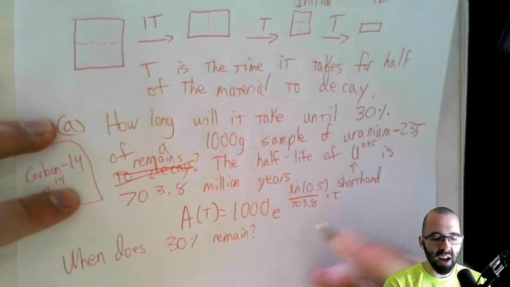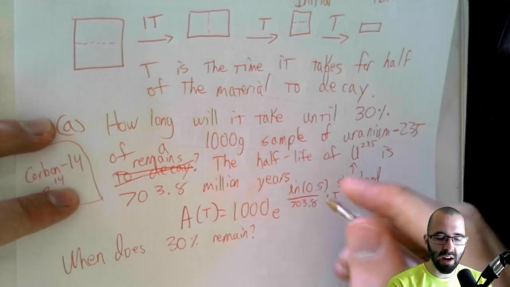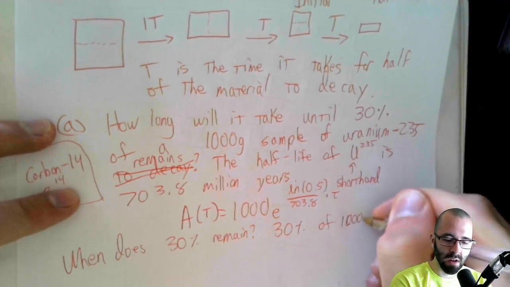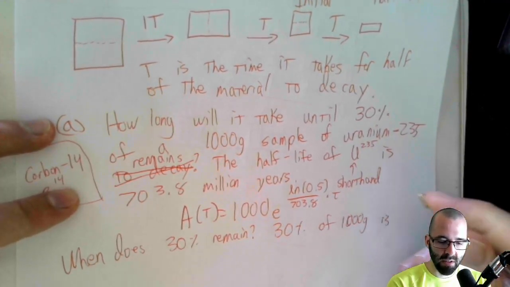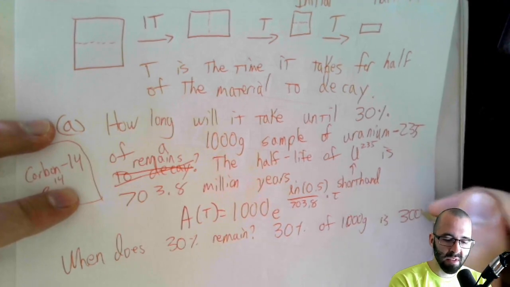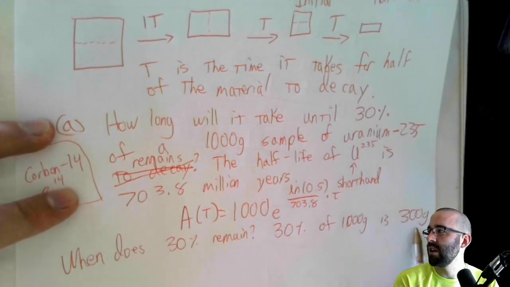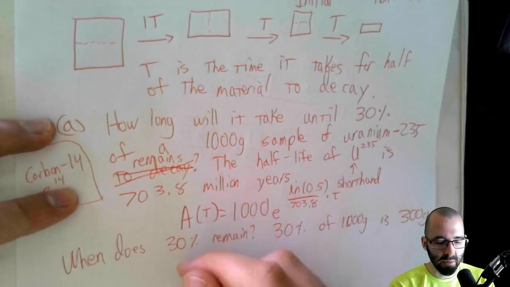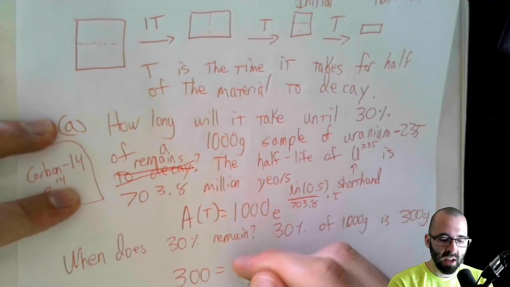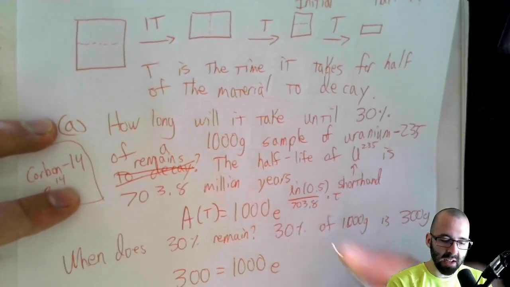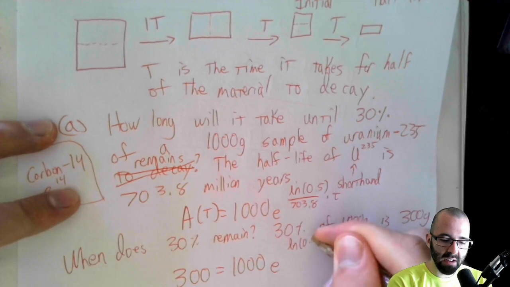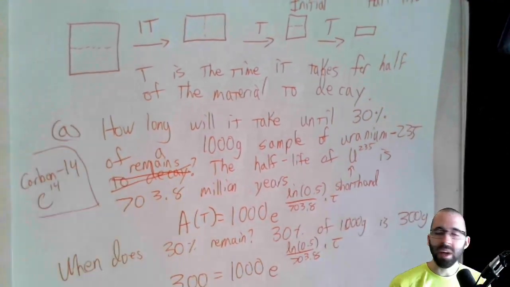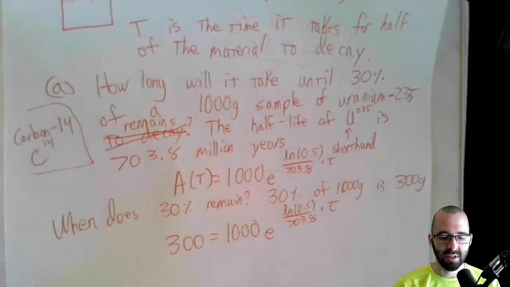Well, 30% remains. Well, what's 30% of 1,000 grams? Should be 300 grams. So what we're really curious about is when do 300 grams remain? So when is 300 equal to 1,000 times e to the natural log of 0.5 divided by 703.8 times t? We have an exponential equation to solve.